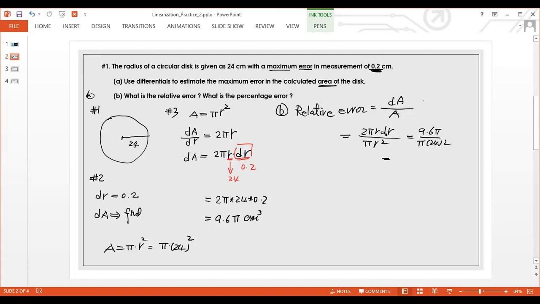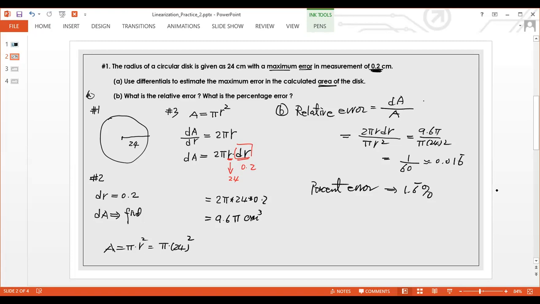So you will get 1 over 60. So this is approximately 0.016. Then the percent error here, you just take the percentage, so it's 1.6%, or 1.7% if you're rounding that.